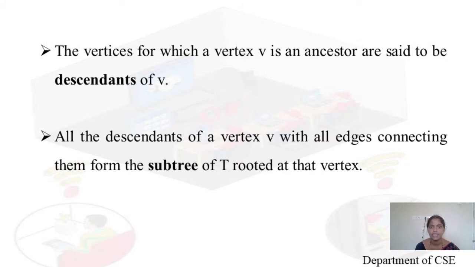The vertices for which a vertex V is an ancestor are said to be descendants of V. V is the ancestor, and the other vertices below it are termed descendants of V. All the descendants of vertex V, with all edges connecting them, form the subtree of the tree, wherein V will be the root.